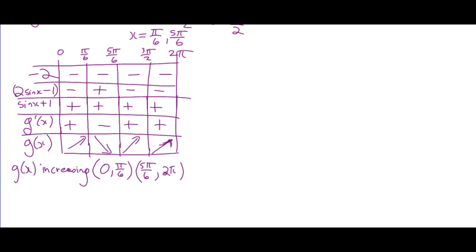I mean, concavity could be changing there, which we think it is, right? Now we'll get the second derivative test, which will tell us, yeah, concavity is changing there. But concavity can also change based on a vertical asymptote or a break or a hole in the graph, something like that. So, and g of x is decreasing on pi over 6 to 5 pi over 6.